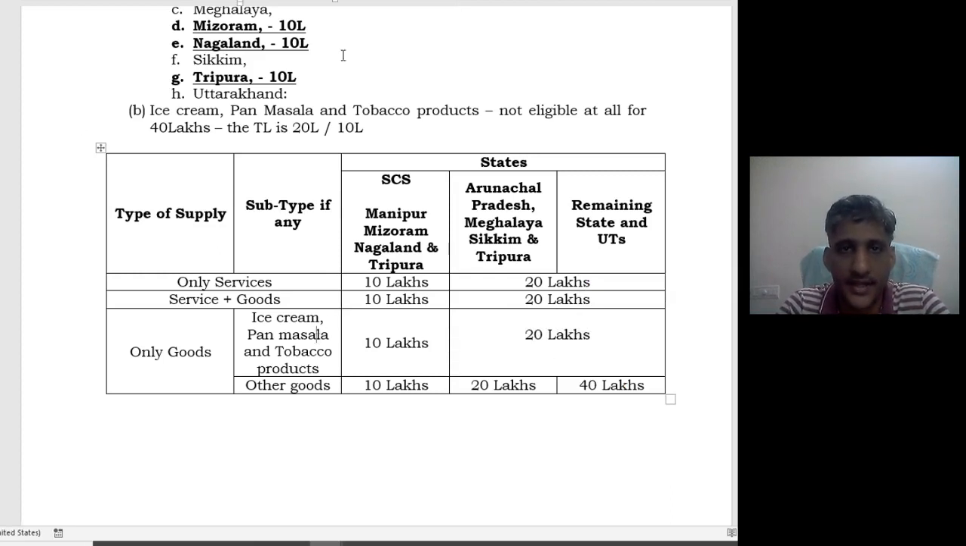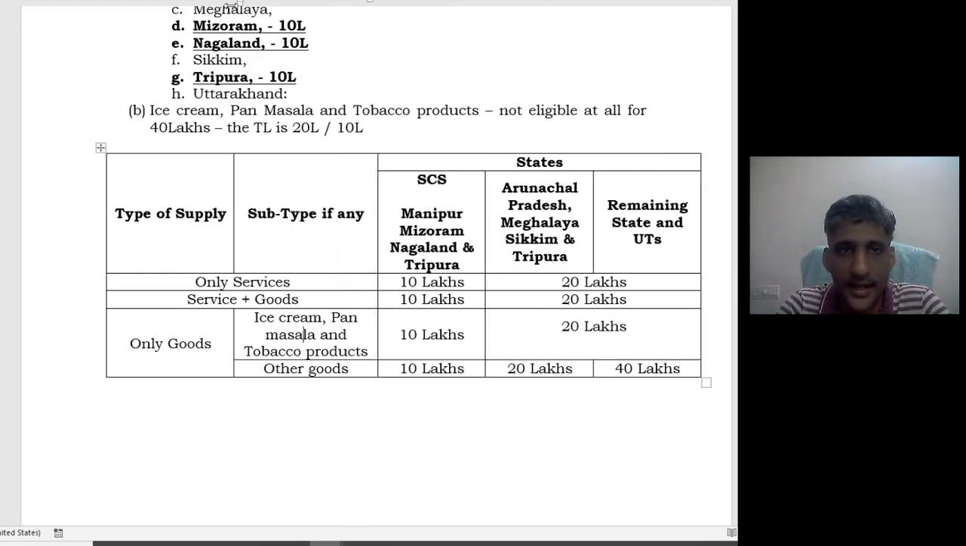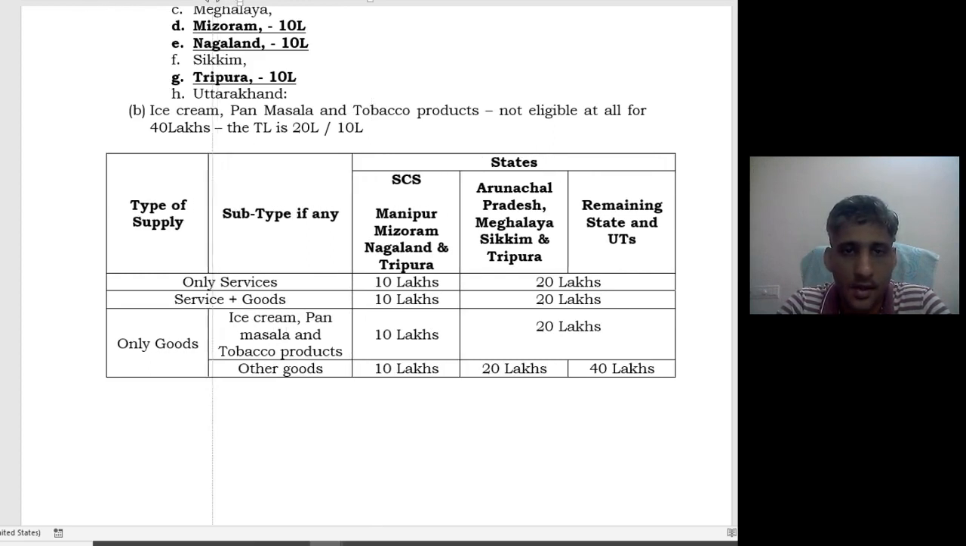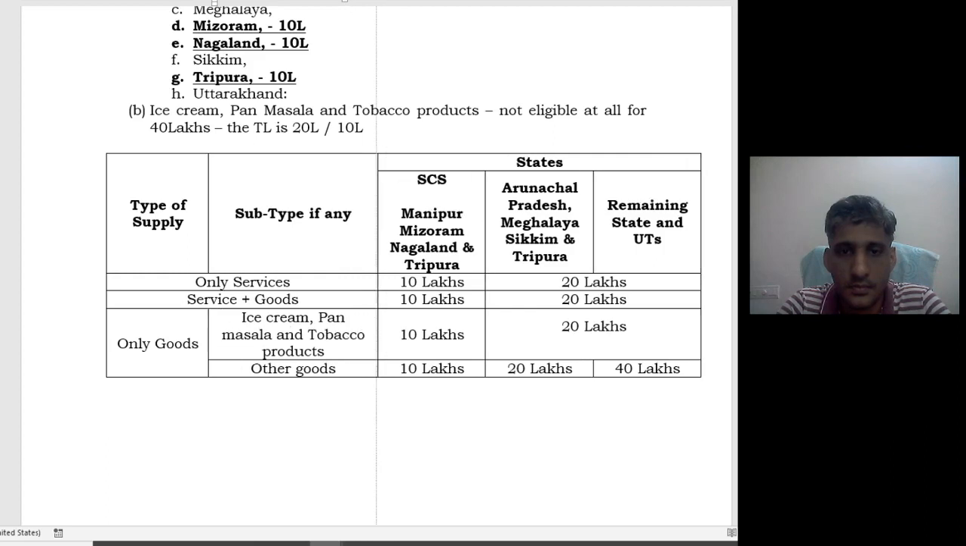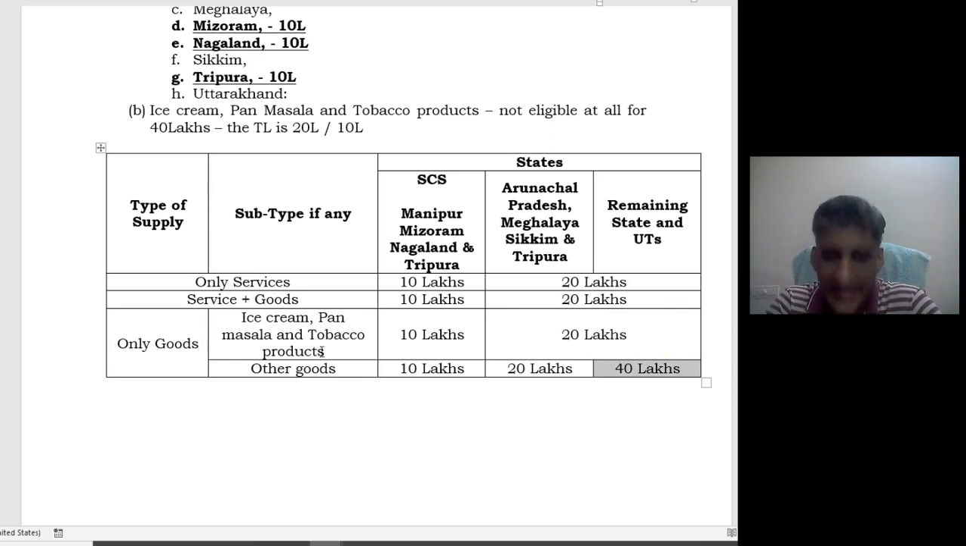This ice cream product itself is not eligible for the 40 lakhs. Okay. Then if it is other goods, other than ice cream, pan masala, only they are eligible for 40 lakhs. If it is only goods other than ice cream, pan masala, then special category is 10. Arunachal Pradesh, Meghalaya, Sikkim, Tripura is 20. Remaining states and union territories, it is 40 lakhs.